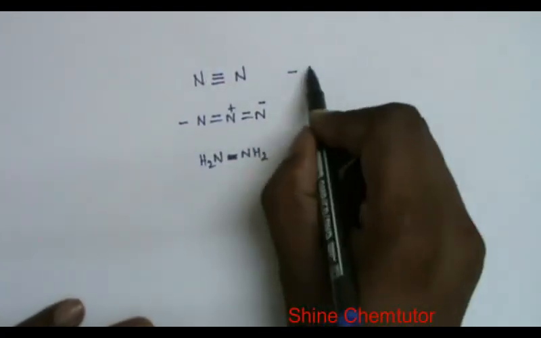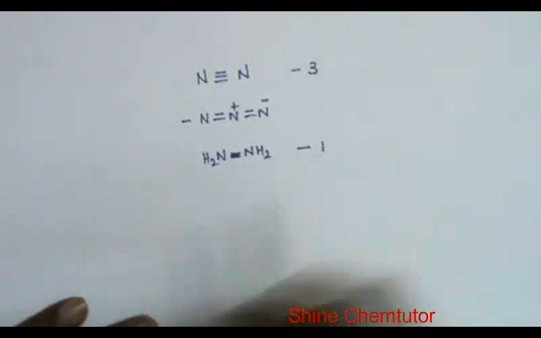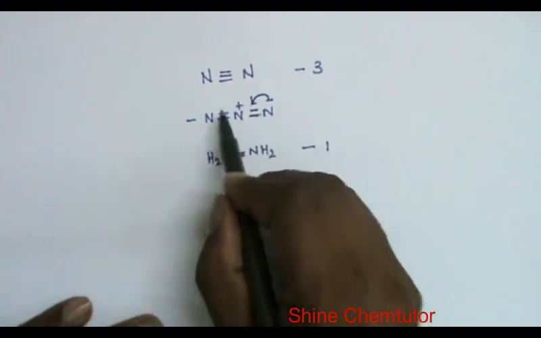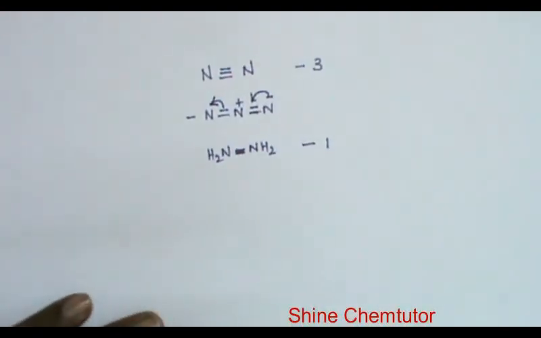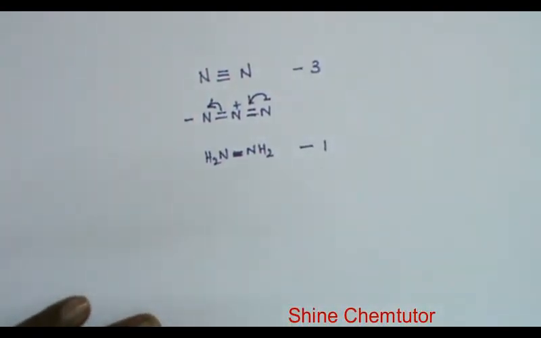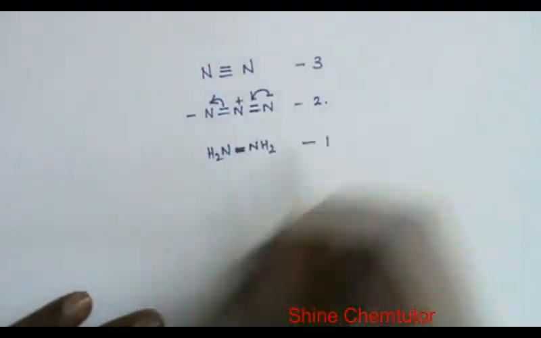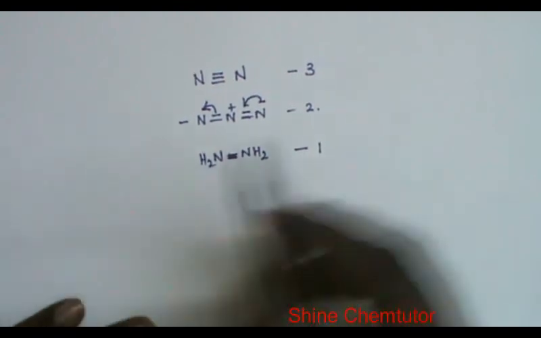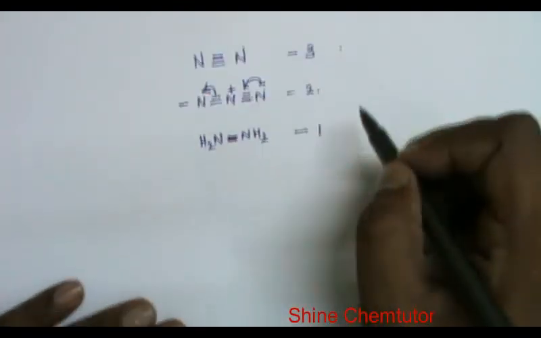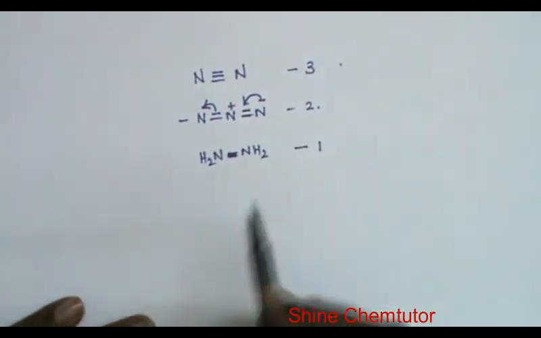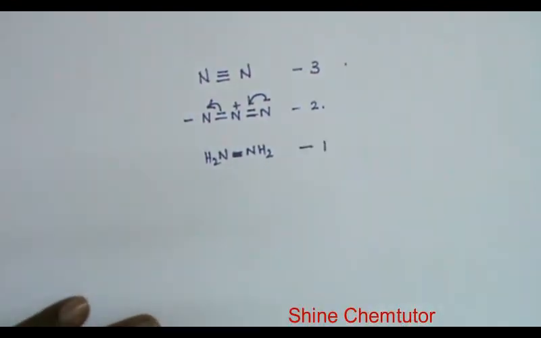Here the bond order is 3. Here it is 1. Here it is 2. But when you go for resonance, it may be more than that. So it may be more than 2. So say it is around 2 point something. So the bond length will be shorter for nitrogen. Compared to nitrogen, it will be somewhat longer for azide. Then for hydrazine, it will be the longest. When you go for bond strength, it will be the opposite.